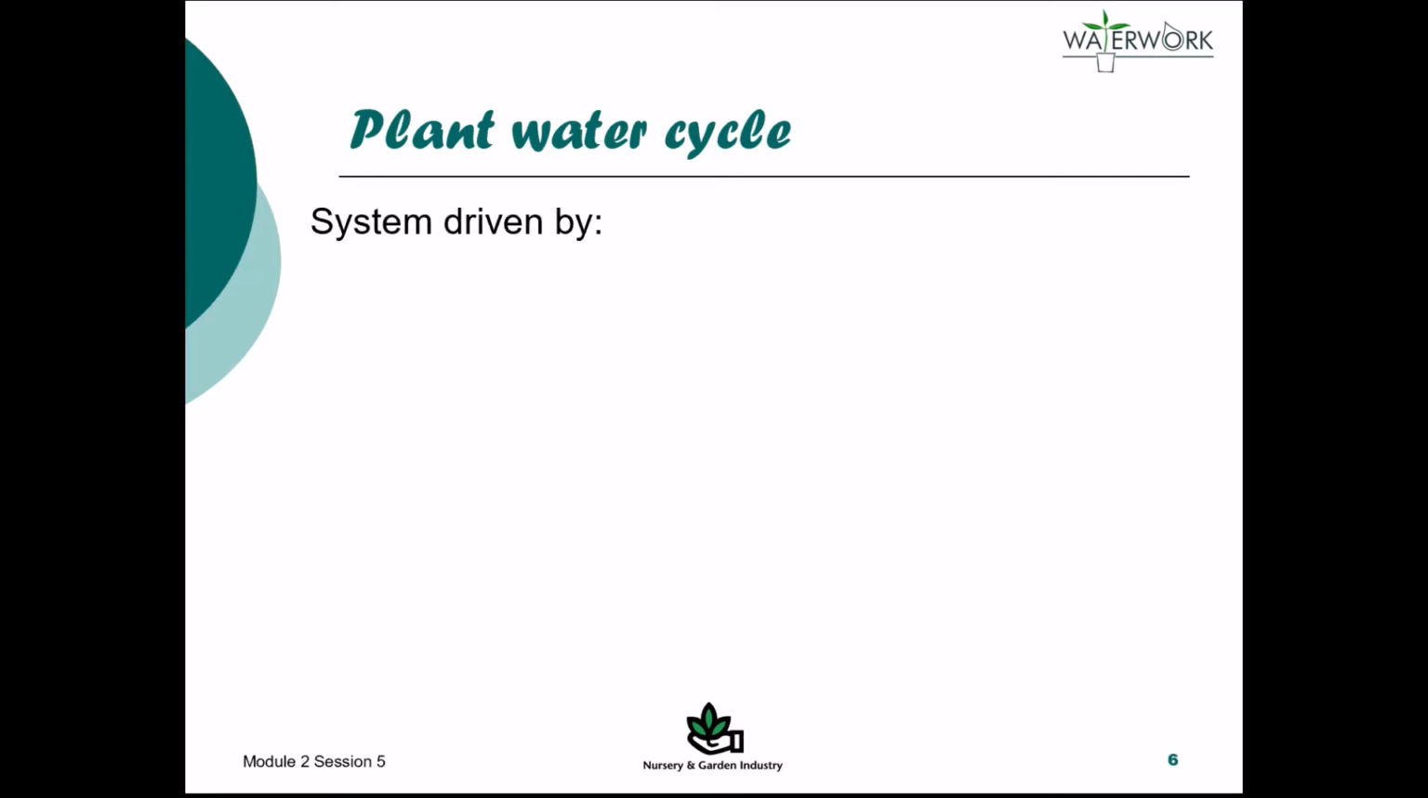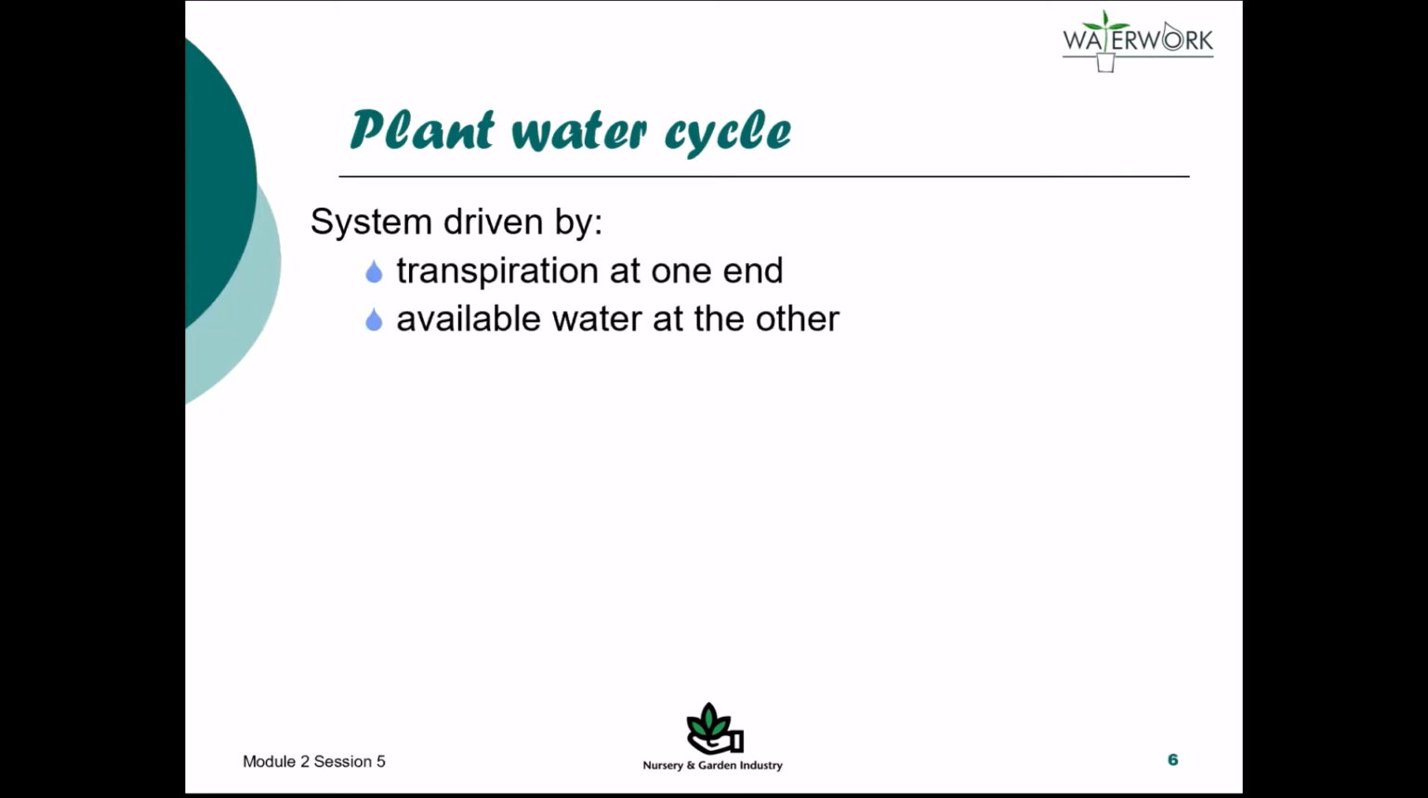The whole system is driven by transpiration at one end and available water at the other. Transpiration is the process where water is changed to water vapor in the plant and then lost to the atmosphere through small openings in the plant leaf called stomata, which also control the amount of water vapor exchanged with the atmosphere. One function of this mechanism is to cool the plant.